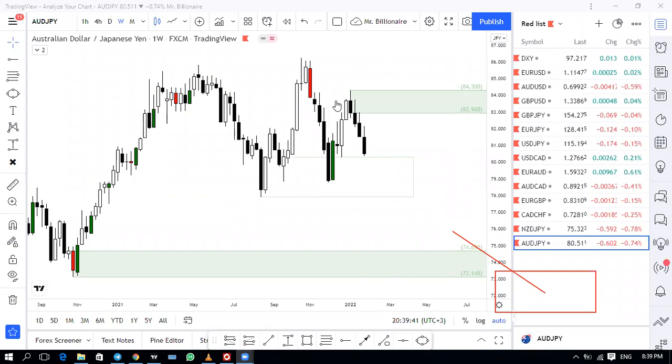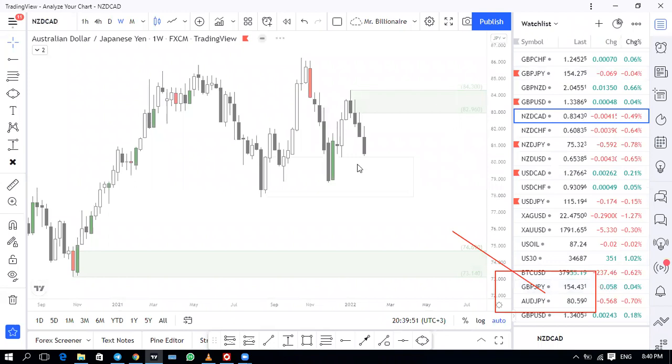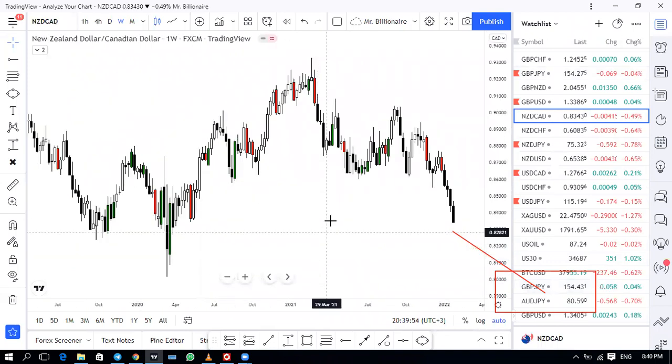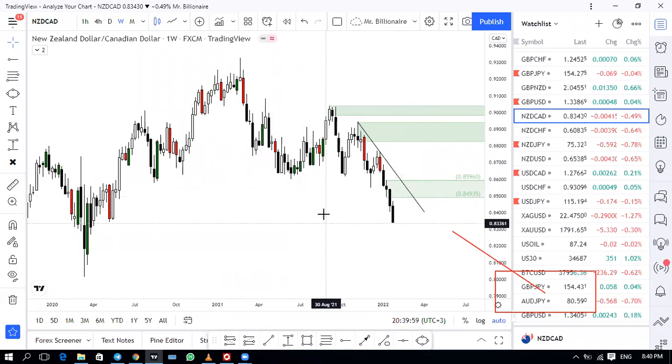NZCAD. Okay, let's look at NZCAD. NZCAD, this one. NZCAD is bearish. Selling opportunities will be better. Weekly time frame, weekly trend is bearish. Trading against the higher time frame trend is like trying to catch a falling knife. So let's look for selling opportunities in NZCAD.